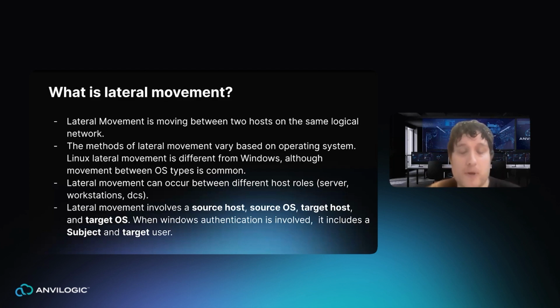The methods of lateral movement are going to vary based on operating system. You're going to have to look at different logs for each. For example, Linux is very different from Windows, but this presentation is going to focus on Windows since it's just the most common in enterprises. Lateral movement can occur between different OSs and different host types. So you can move from a workstation to a DC if you want. You can move from a DC to a workstation. It just depends on what the attacker is trying to accomplish.